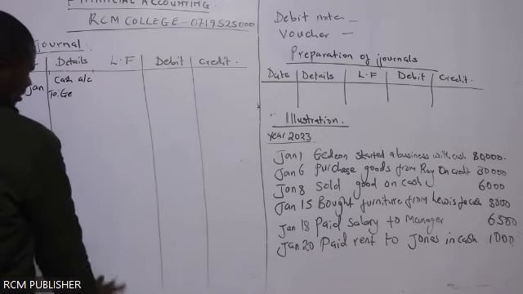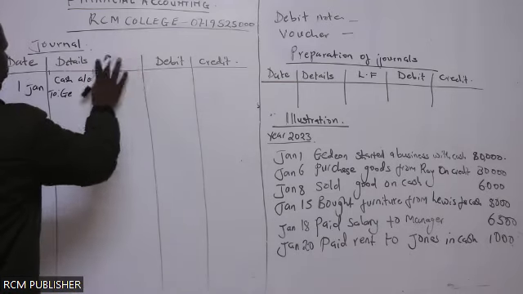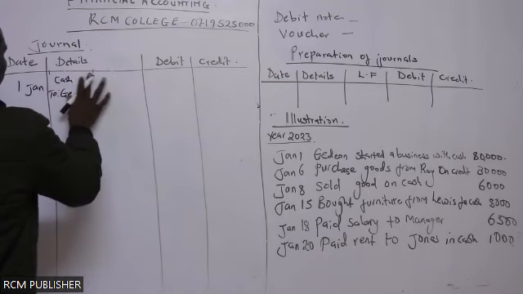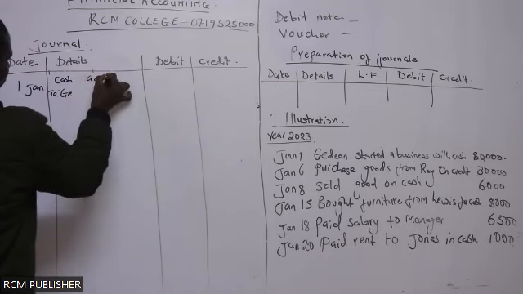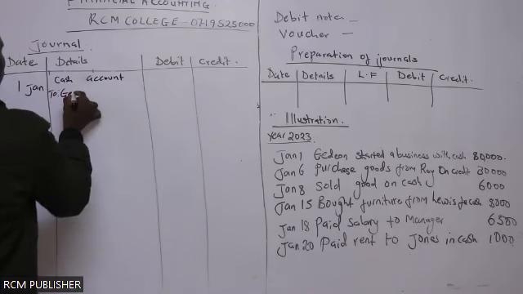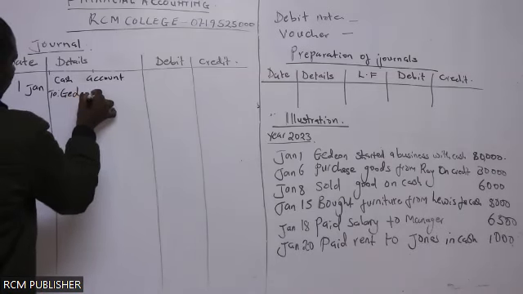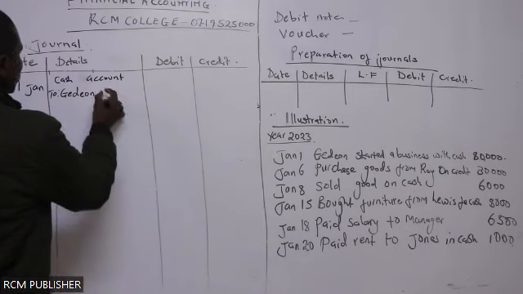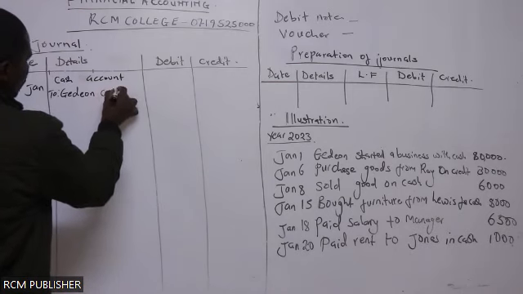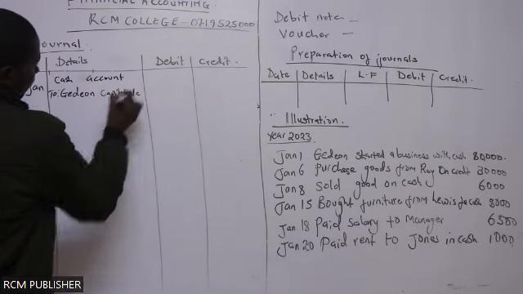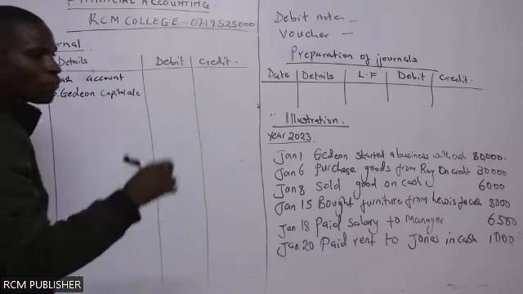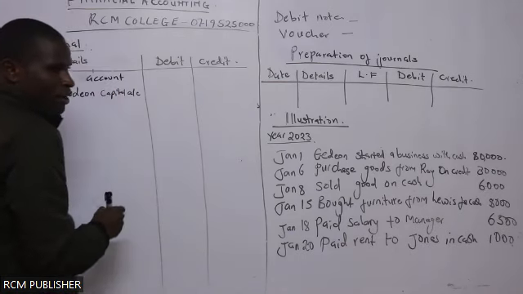Allow me to remove the ledger folio section. This ledger folio, we leave it completely. Cash account is just disturbing us. To Gideon. Gideon capital account. Gideon capital account of how much?